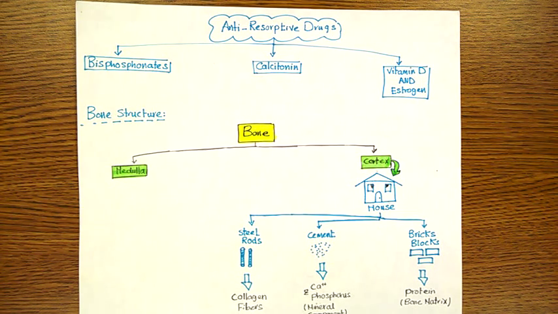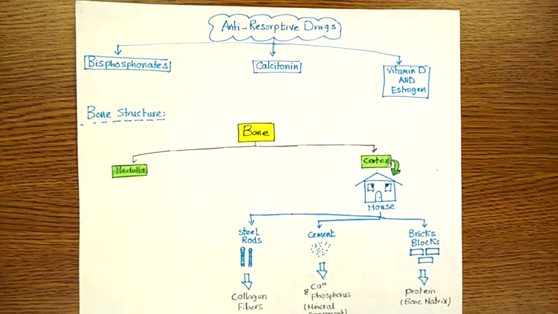In the last video we summarized antibiotics. So we're going to go through anti-resorptive drugs, which are bisphosphonate, calcitonin, vitamin D, and estrogen. But before we discuss that, we have to understand a few highlights about the structure of our own bone and how our body regulates calcium level, which is highly required for bone formation, mineralization, and remodeling. Our bone has a cortex and a medulla.